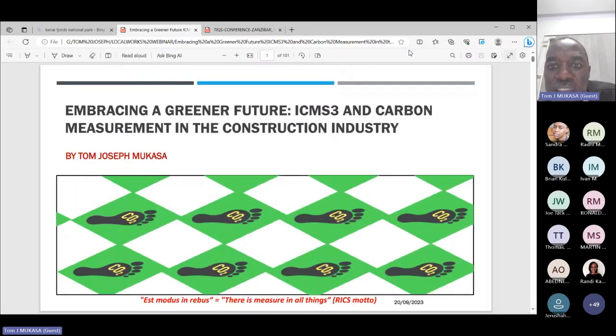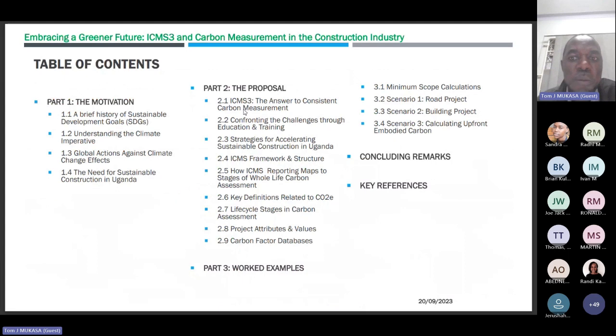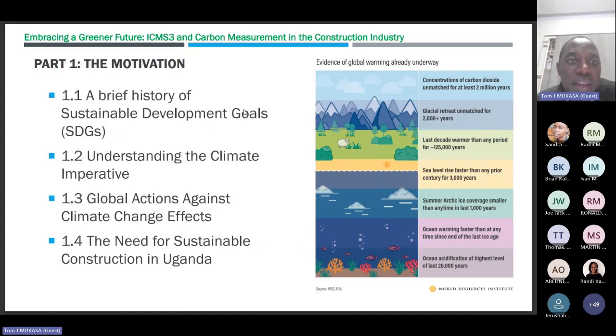Otherwise, let me try to dive into this and try to move a little bit faster. I'm happy that Joe has actually talked about most of the things that I had planned to give us background or to make us understand. So I'll not spend a lot of time, but I'm going to start with the motivation. And the motivation is basically the reason why we are trying to manage carbon.